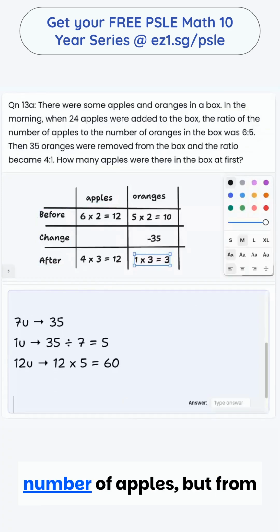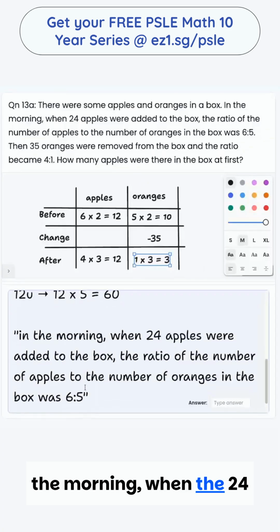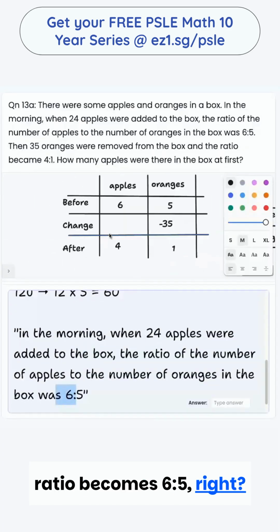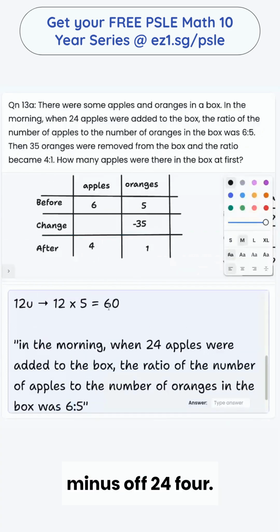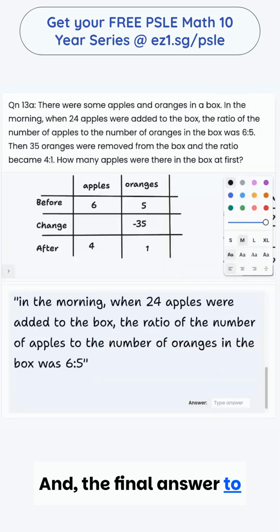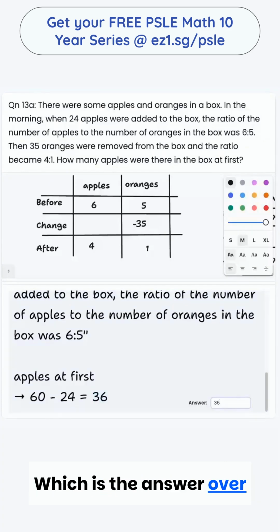So we want to find the number of apples, but from the question it says, in the morning when the 24 apples were added, the ratio becomes 6:5. So that means we need to minus off 24 from 60. The final answer is that apples at first will be equal to 60 minus 24, and this will give us 36, which is the answer over here.